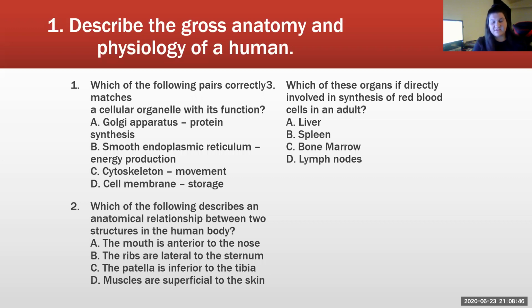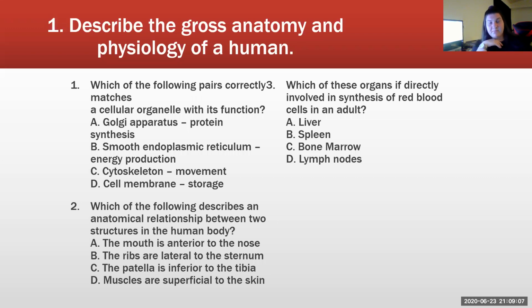The liver is involved in the breakdown of red blood cells, but not the creation, not the synthesis of them. The spleen is involved in the breakdown of red blood cells in adults. Again, breakdown, not the creation of. Lymph nodes is the filter for the lymphatic system, has nothing to do with red blood cell production.